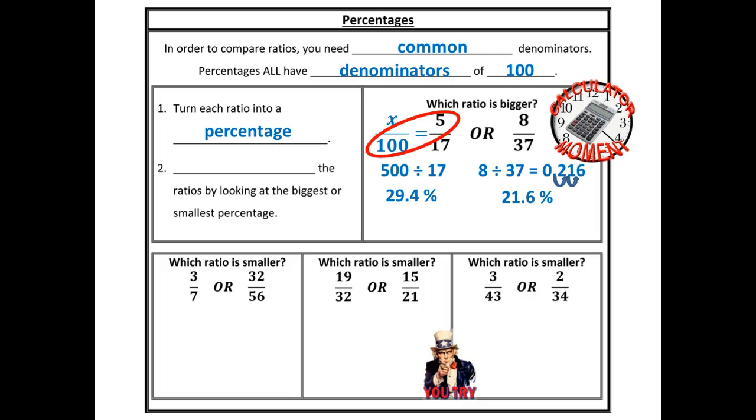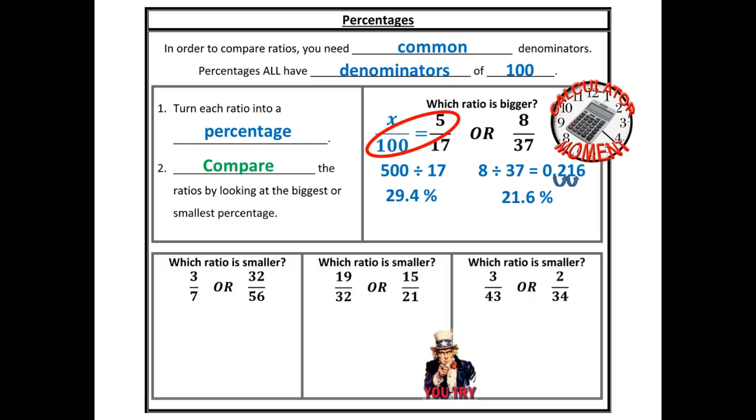Once we have both ratios represented as percentages, we just compare the ratios by looking at the biggest or smallest percentage. In this case, they're asking which ratio is bigger. 29.4% is bigger, so that means the ratio of 5 to 17 is the bigger ratio.